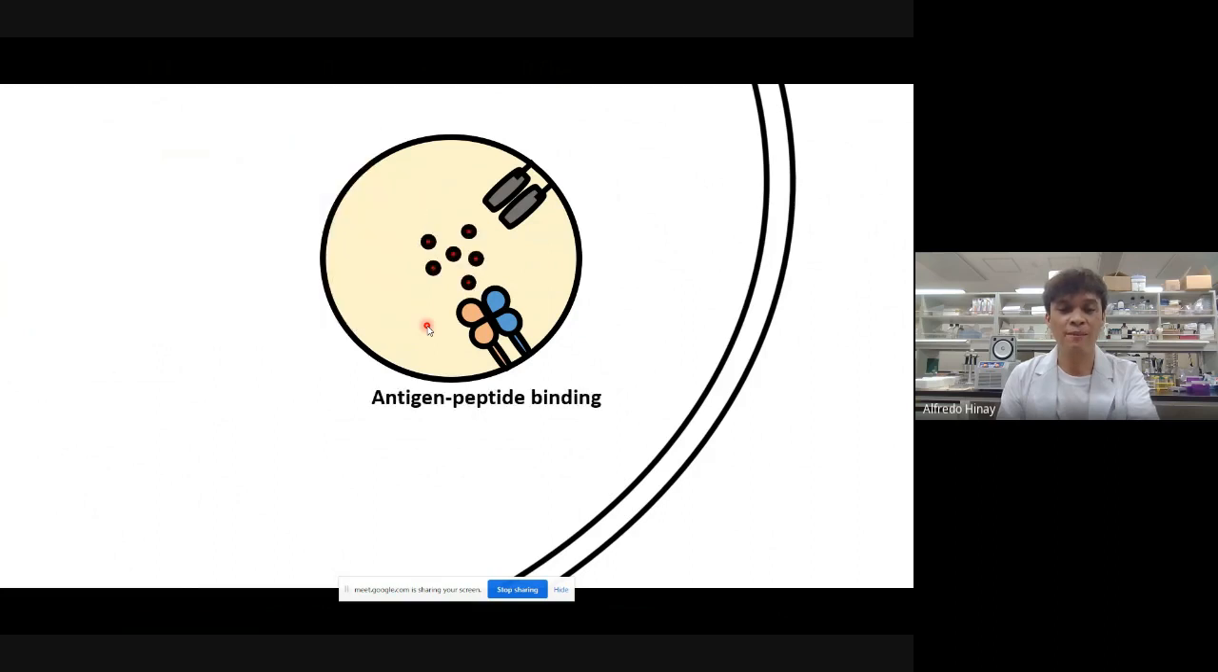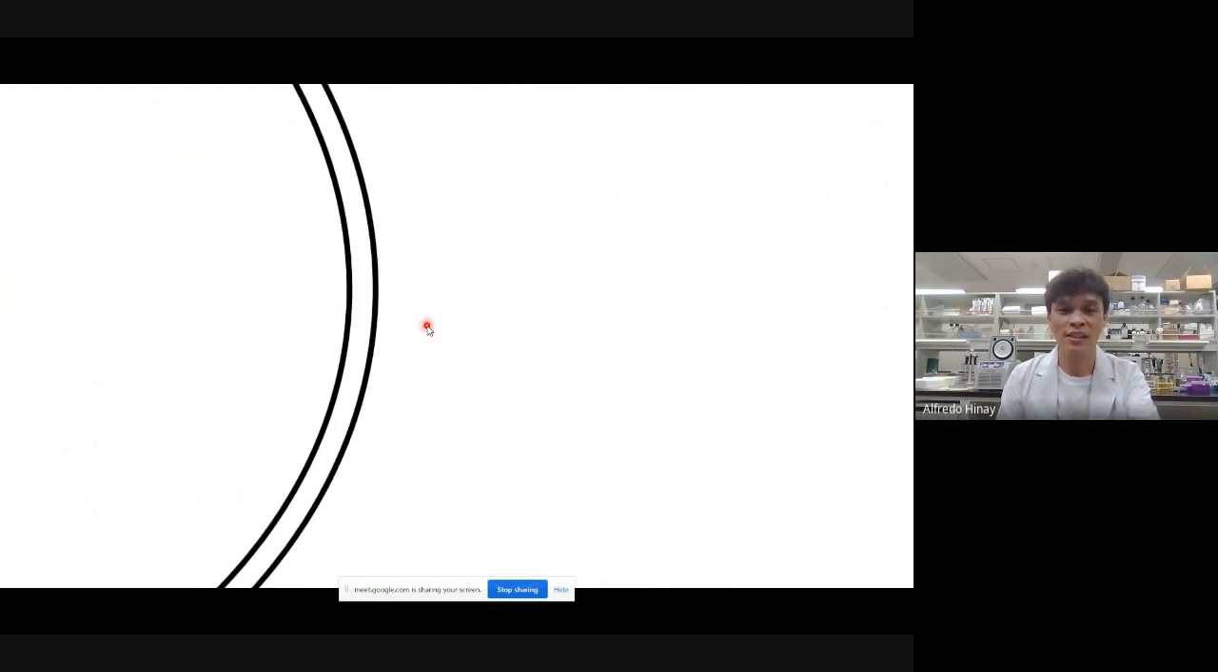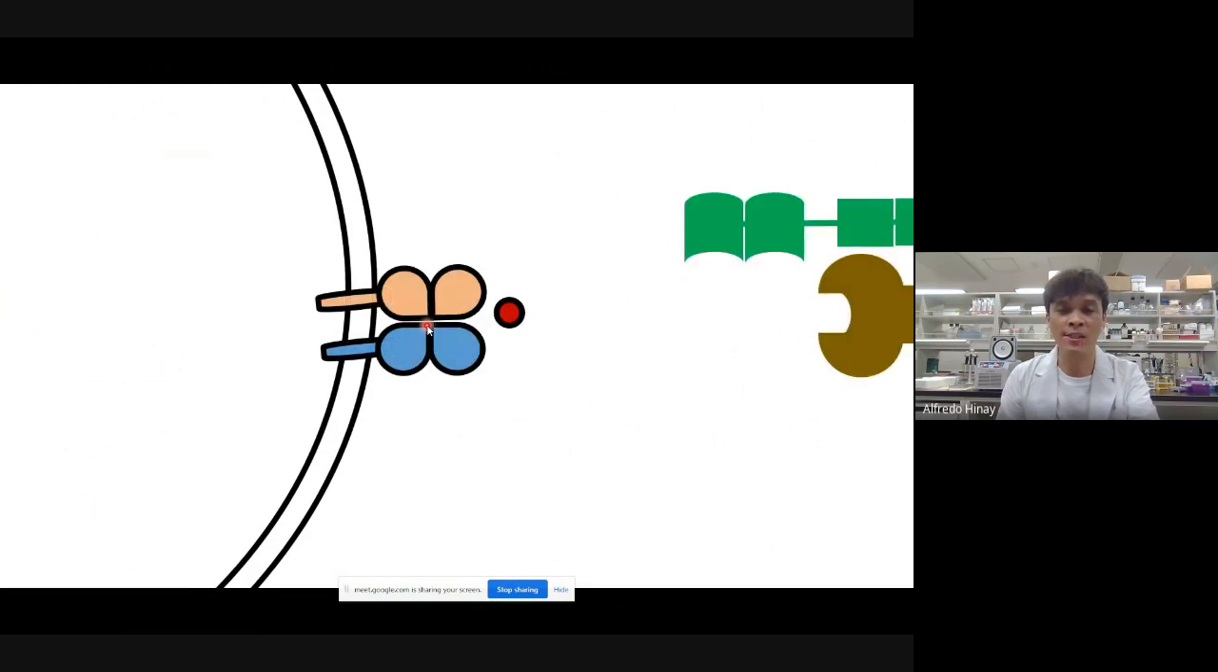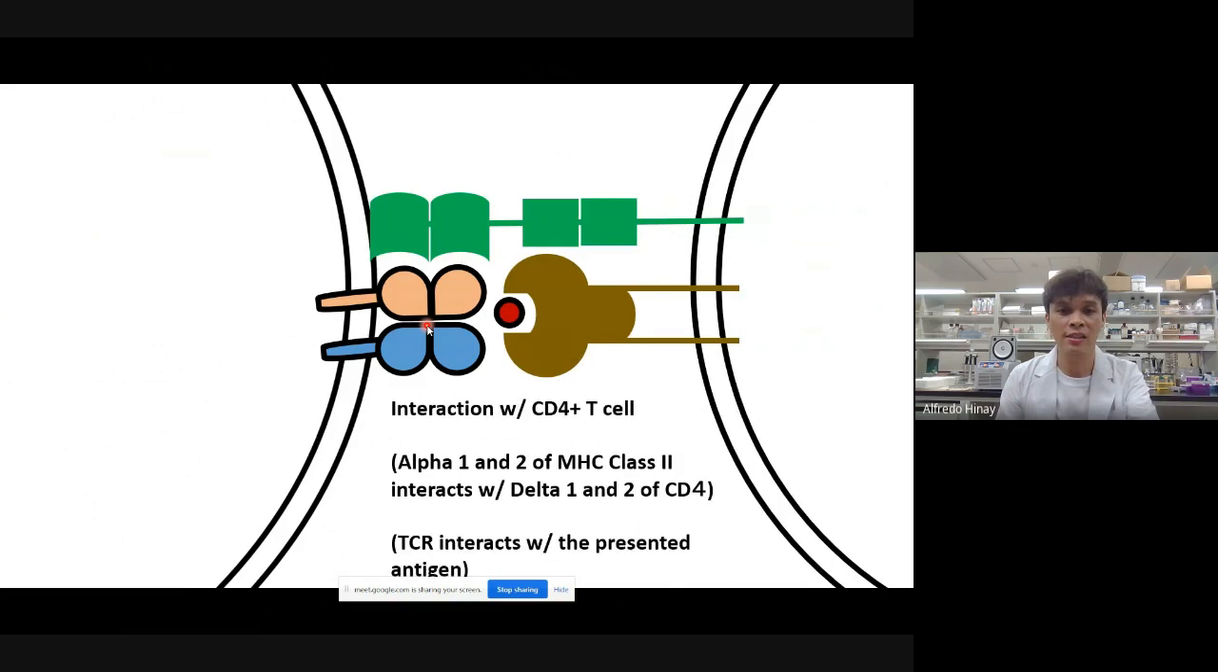Tapos, kukunin ni class 2 in the alpha 1, beta 1 antigen presenting. And then, we'll now process and present it to your, tadan! You have your CD4 naman, class. Okay, you have your interaction with your CD4 T cells. As I mentioned earlier, both of your alpha will be detected with your CD4 T cells.